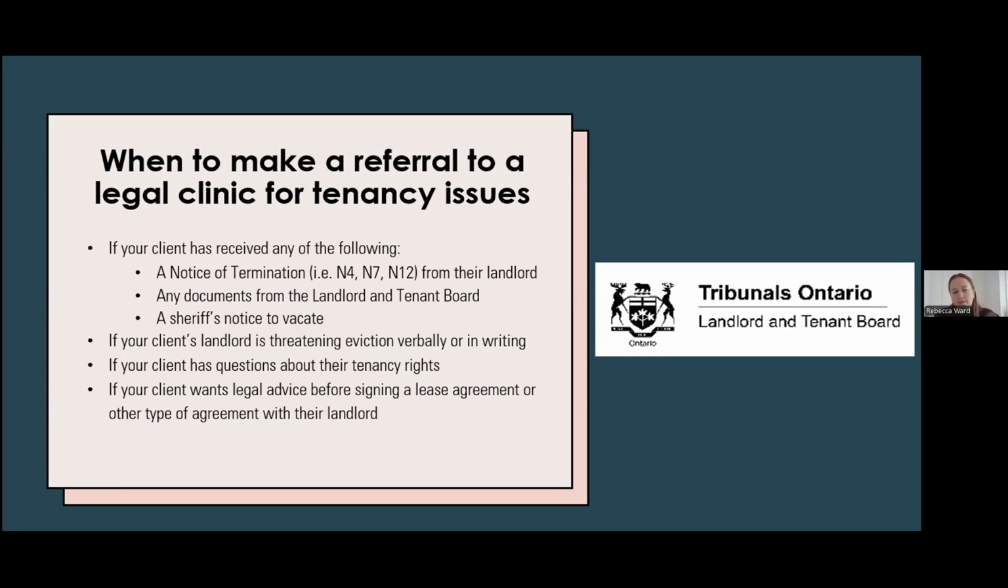And then the final 2 points on the screen are about the tenant wanting information about their own rights. It's not that anything is being served on them or that they're facing eviction, but they want to know what their rights are, what maybe their obligations are as a tenant. We're happy to do summary legal advice. We're happy to chat with tenants who have questions about their own rights as tenants and what they should be doing throughout their tenancy.